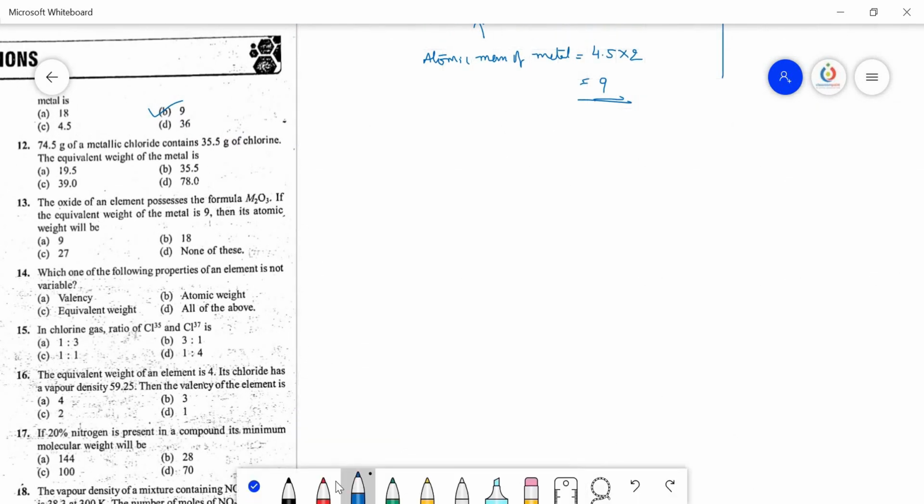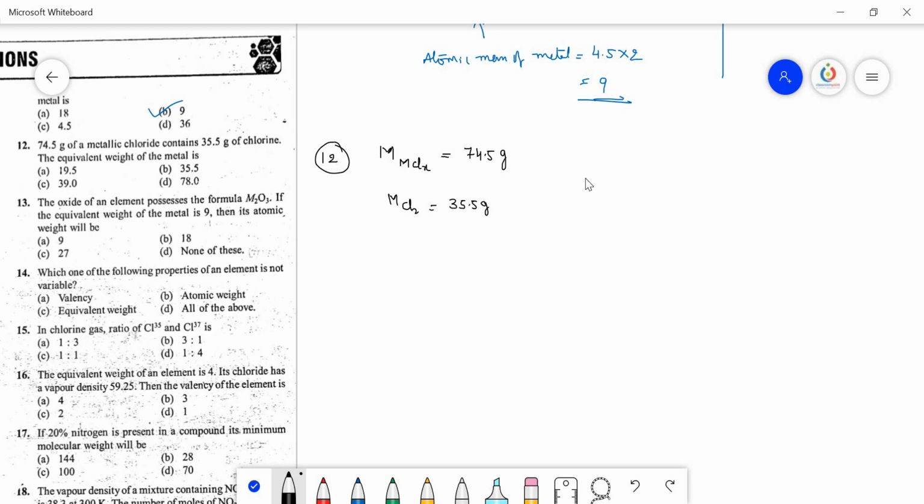So let us solve question number 12. 74.5 grams of metallic chloride contains 35.5 grams of chlorine. The equivalent weight of the metal is? Very simple: the total mass of the metallic chloride, metallic chloride MClX, equals 74.5 grams. And how much chlorine is present? 35.5 grams.